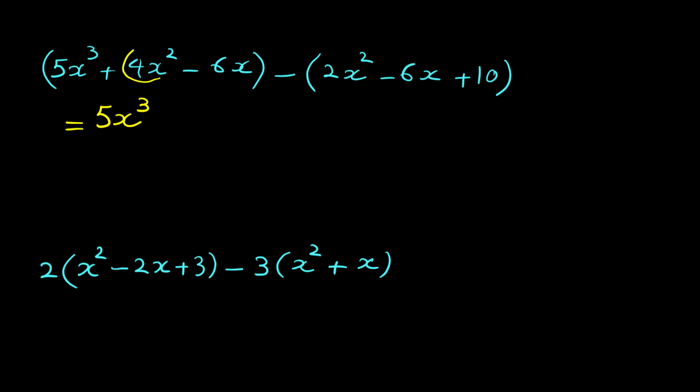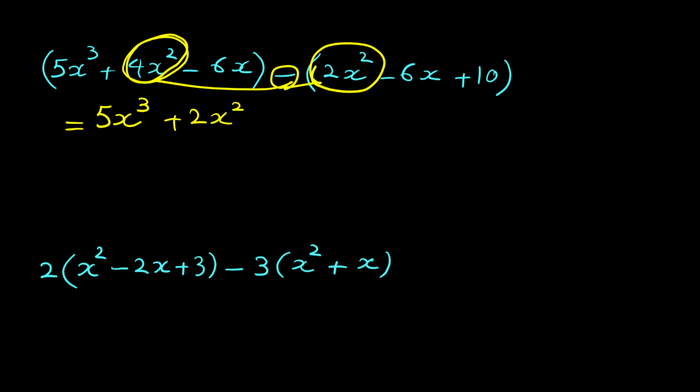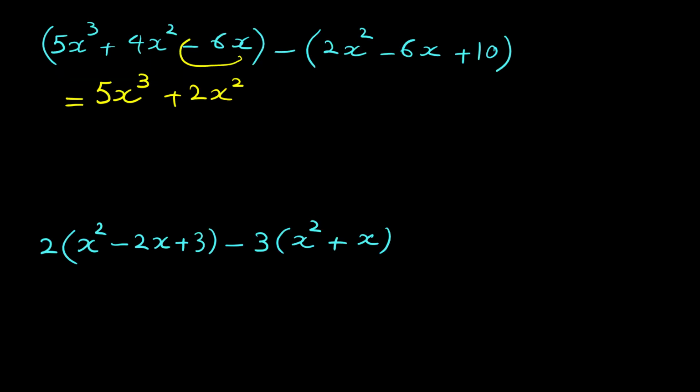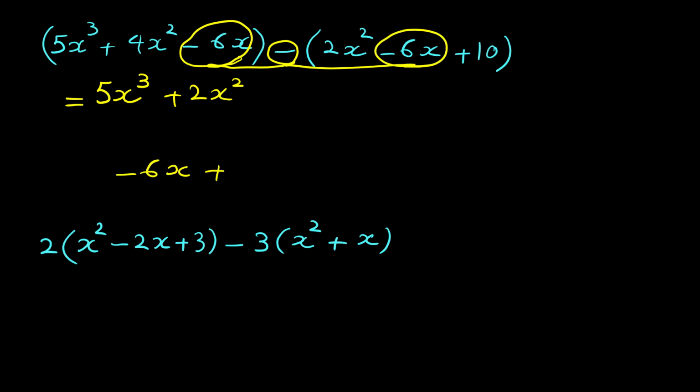Then we have 4x to the 2 minus 2x to the 2, which is 2x to the 2. Then we have minus 6x minus negative 6x. So basically we have negative 6x plus 6x, because minus times minus would be plus. Negative 6x plus 6x is 0. These two terms are negatives of each other, so the sum of them is 0.